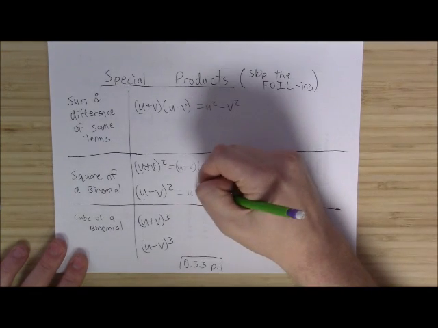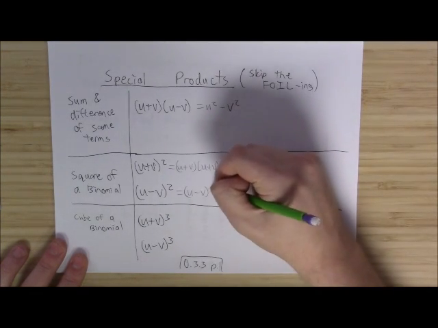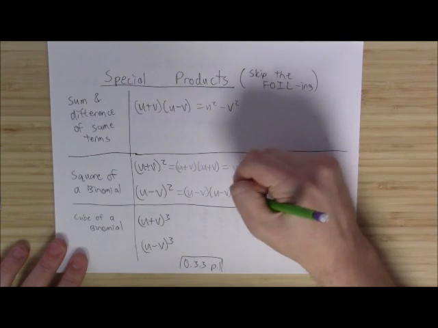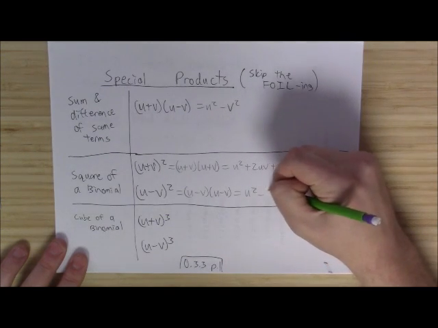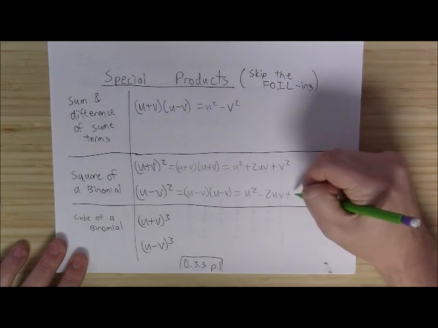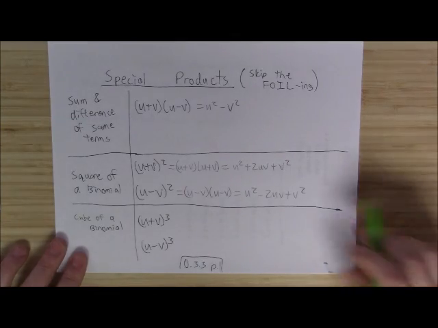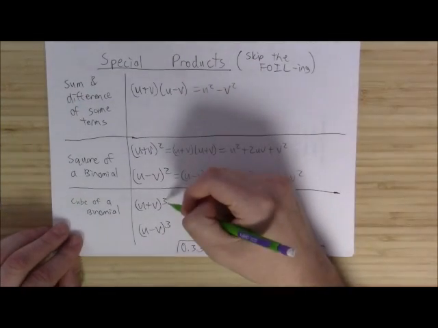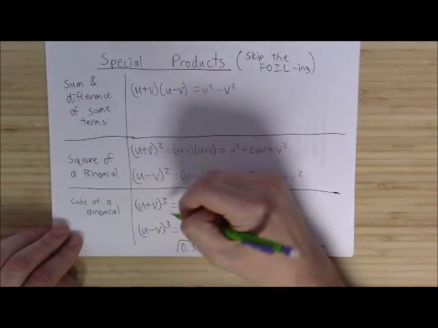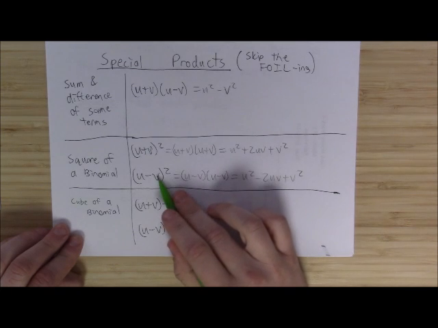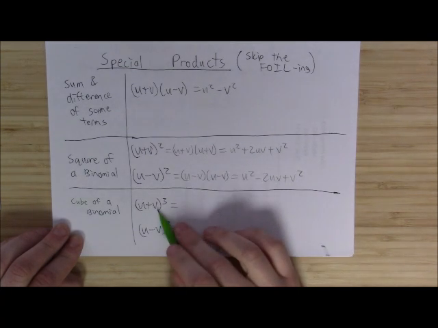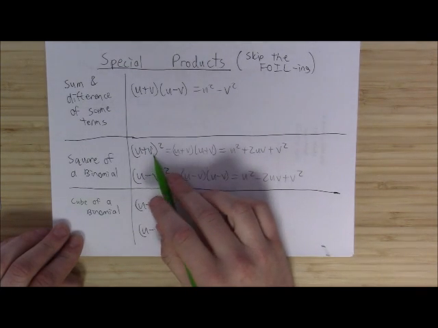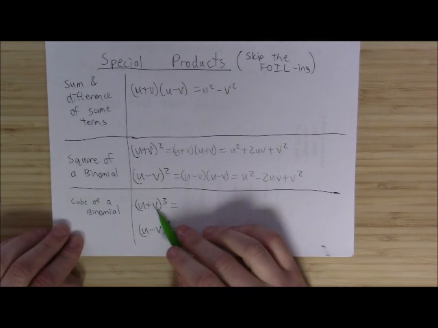Similarly, if you do u minus v times u minus v, you end up with u squared minus 2uv plus v squared. Finally, for the cubes, what we would end up with is, again, here you're basically taking u plus v squared and multiplying it by yet another u plus v.